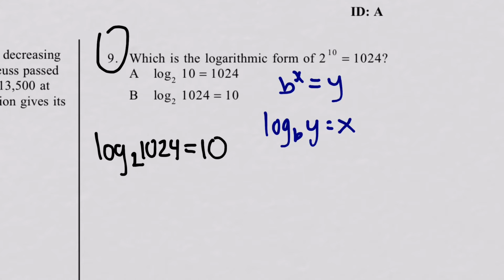equals 10. See how we switch the 1024 and the 10? The input switches with the output. They are inverse operations, right? So there you go. Log base 2 of 1024 is equal to 10. That means that the answer is B. That was easy.